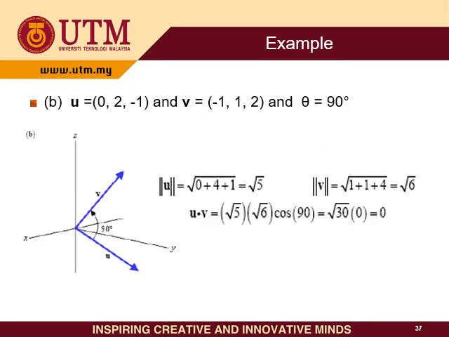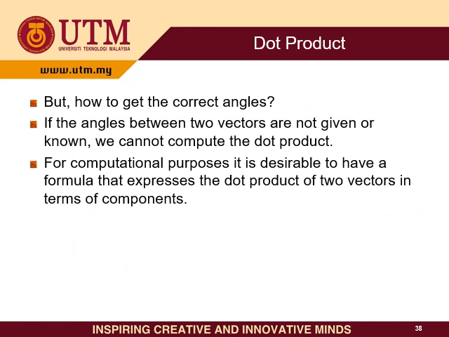Another example, we have again two vectors u, v, and the angle is 90. So you calculate the magnitude of u, the length or magnitude of v. Then we use the equation where we will get our answer, which is 0. Okay, how to get the correct angles? If the angles between two vectors are not given or known, we cannot compute the dot product. For computation purposes, it's desirable to have a formula that can express the product of two vectors.